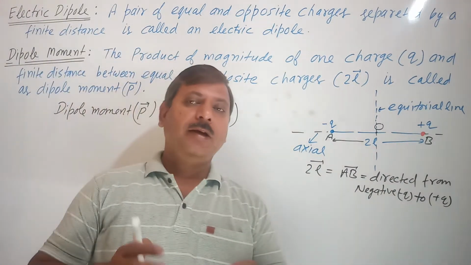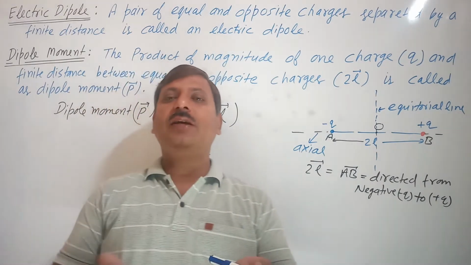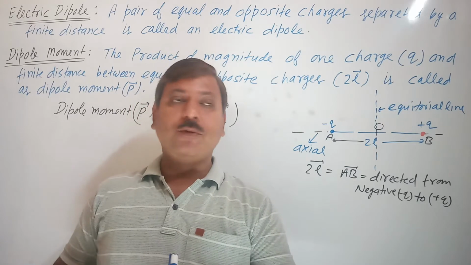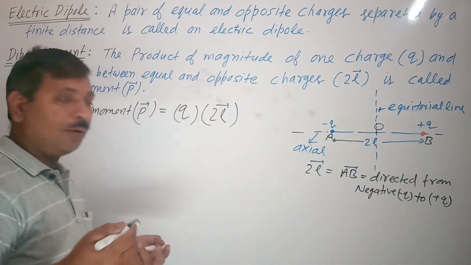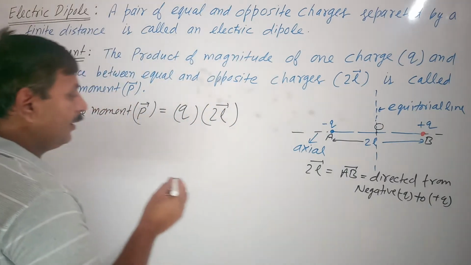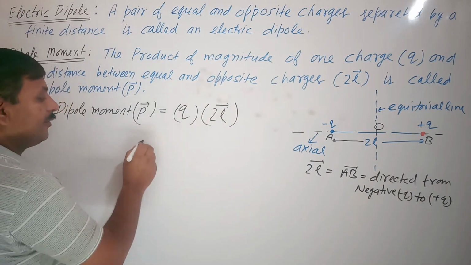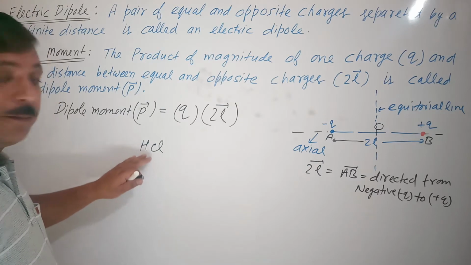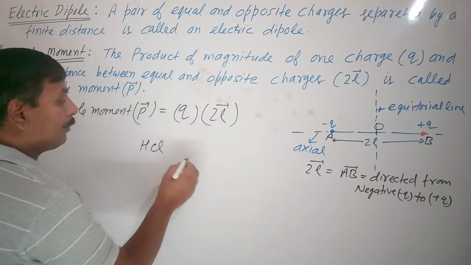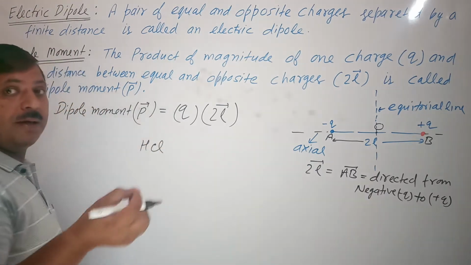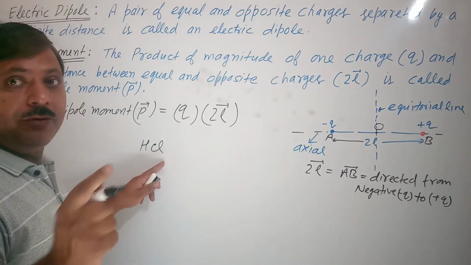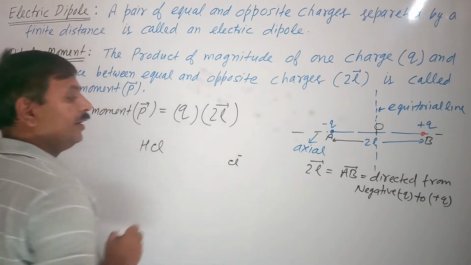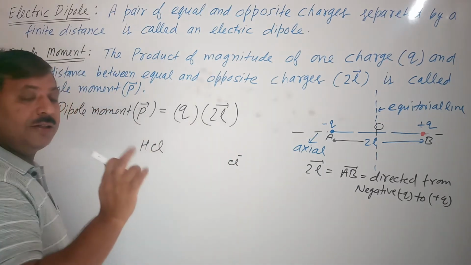Just see here, practically we can see there are two types of molecules, polar and non-polar. If you see polar molecules, for example, suppose you have taken HCl. In HCl molecules, this is a polar molecule. So what happens? The bonding pair of electrons which is shared slightly moves towards chlorine, because its electronegativity is more.